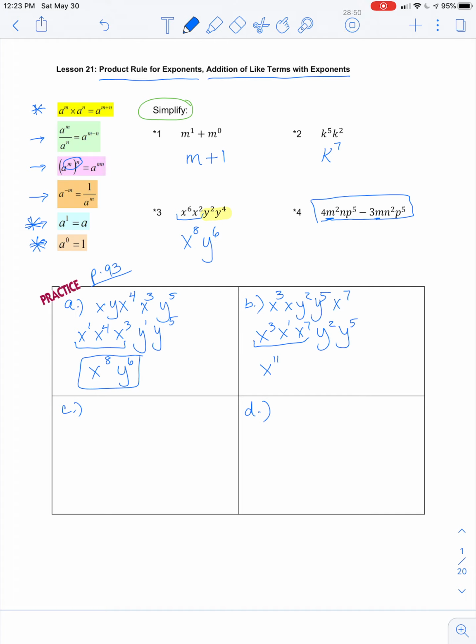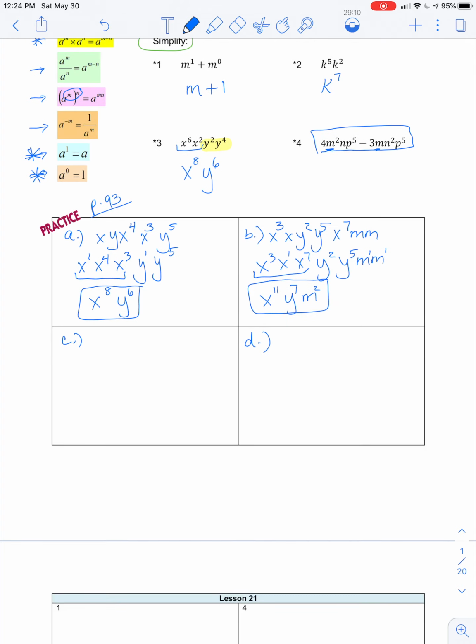And I think I forgot something here. There's also 2 m's here as I'm glancing at my sheet. So we also need to put those m to the 1st times m to the 1st. So we have x to the 11th times y to the 7th times m to the 2nd power. And that's your answer for B.